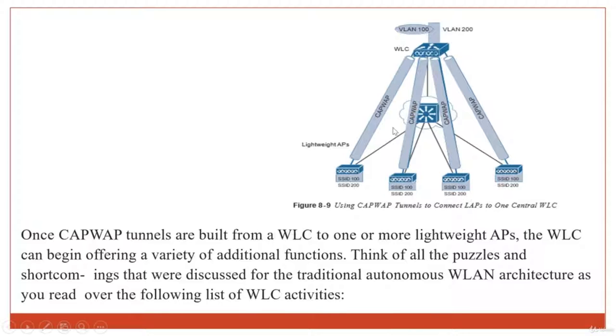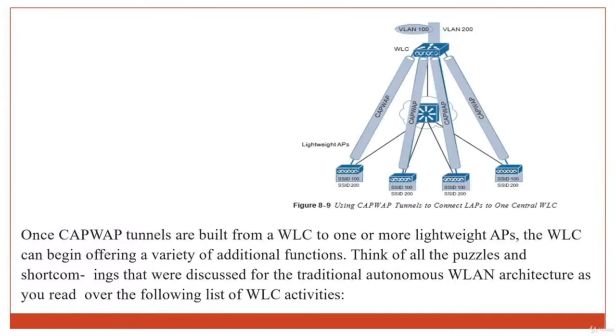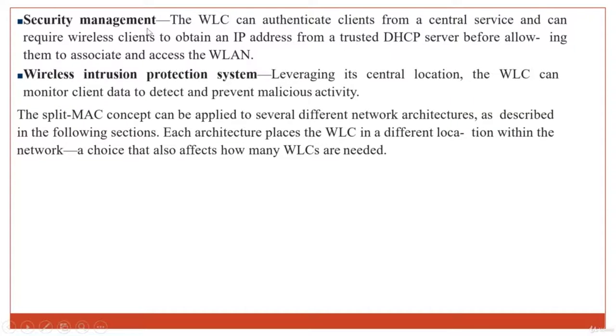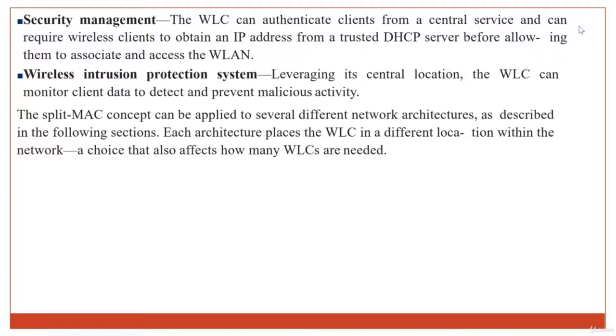Now once you have the WLC, what are the roles? What are the activities that the WLC can do? The WLC can do dynamic channel assignment, transmit power optimization, self-healing wireless coverage, flexible client roaming, dynamic client load balancing, RF monitoring, security parameters, QoS parameters, etc. So we can do any number of things from the WLC, because that is the brain, the central mechanism to manage all the lightweight access points. Even the wireless intrusion protection system we can do as well. So this is the usability and use case of the CAPWAP tunnel, the mechanism by which the WLC is talking to the access points.